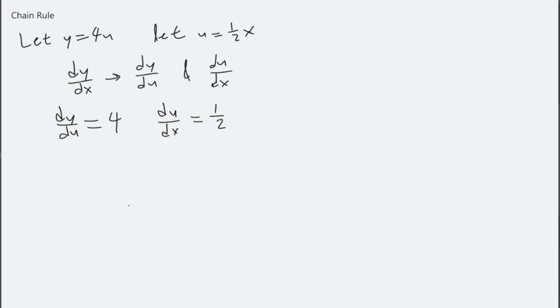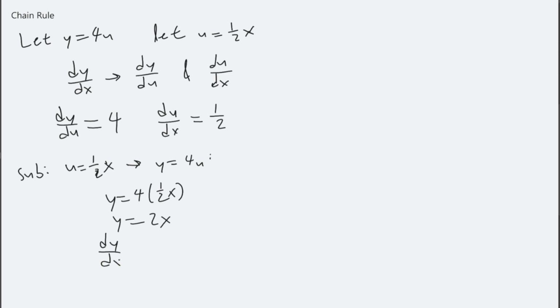Now to prove this, we're going to substitute u equals half x into our y equals 4u here. And we're going to get y is equal to 4 times half x. And of course, that's going to give us the answer y equals 2x. And it's the same as our answer.